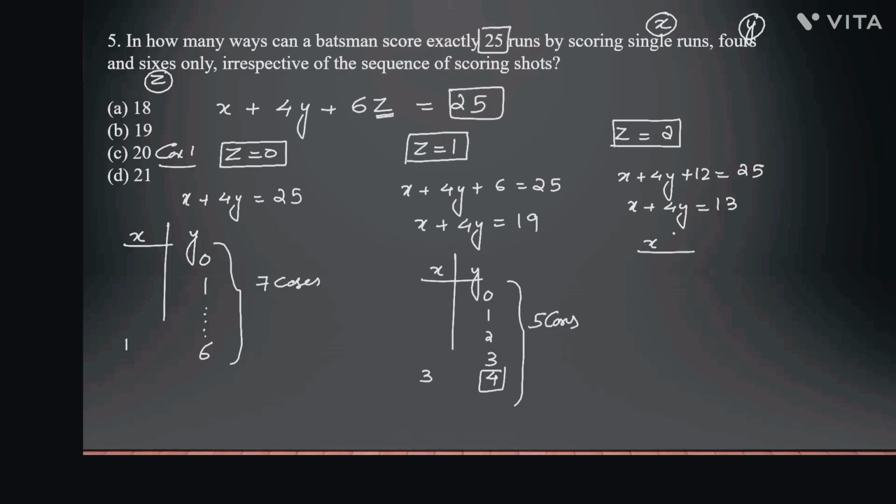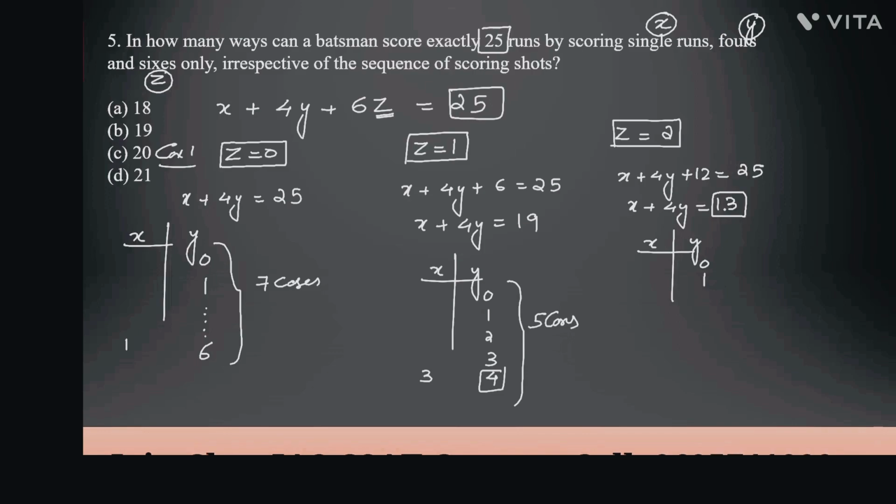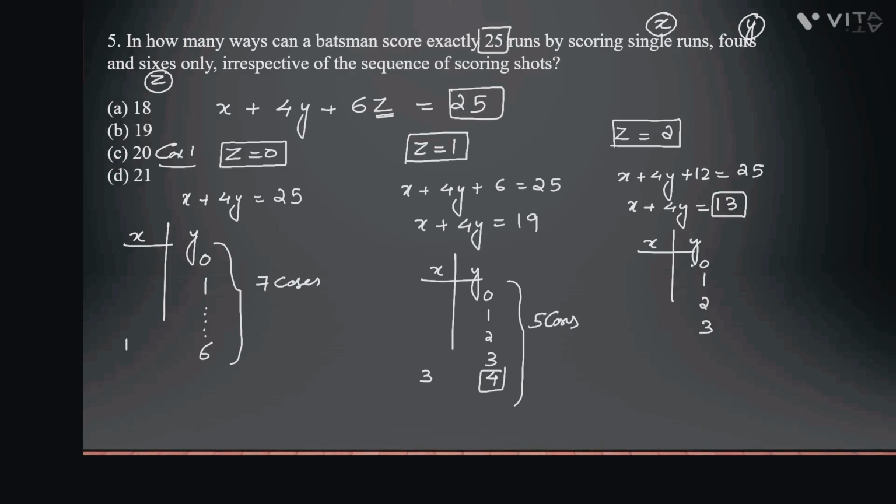Listing down what are the possible values of X and Y. Y can be 0, Y can be 1. What is a close multiple of 4 compared to 13? 4 threes are 12. That's a close multiple, right? So maximum number of 4s he can hit in this case is 3. So Y can be 0, 1, 2, or 3. These are the possible scenarios. You have 4 cases in total here.